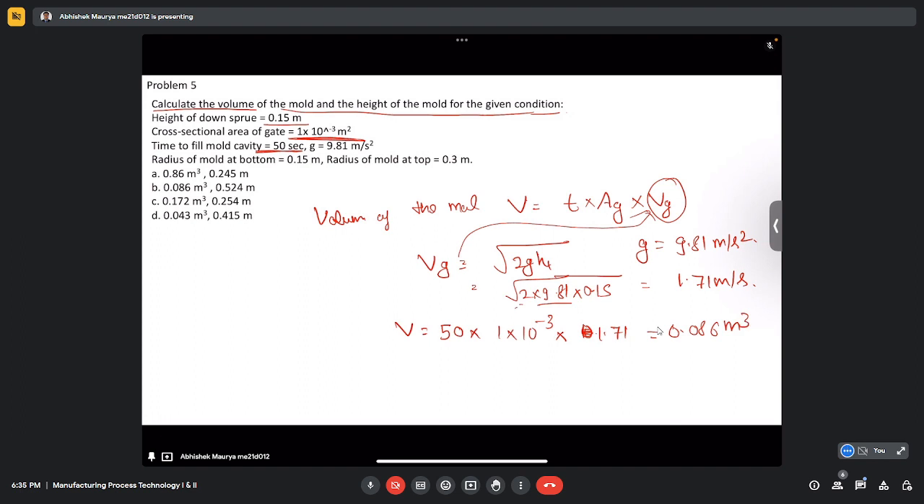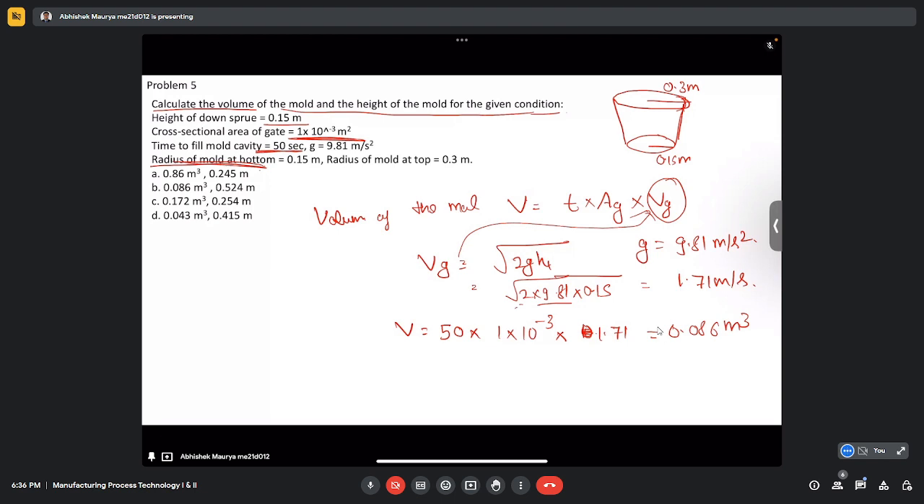Now, how is our mold looking? It is something like a frustum of a cone, where the diameter at the bottom is 0.15 meters, and the radius at the top is 0.3 meter, and the radius at the bottom is 0.15 meters.